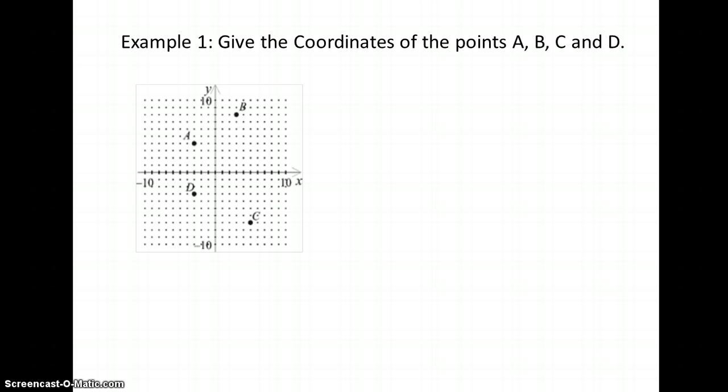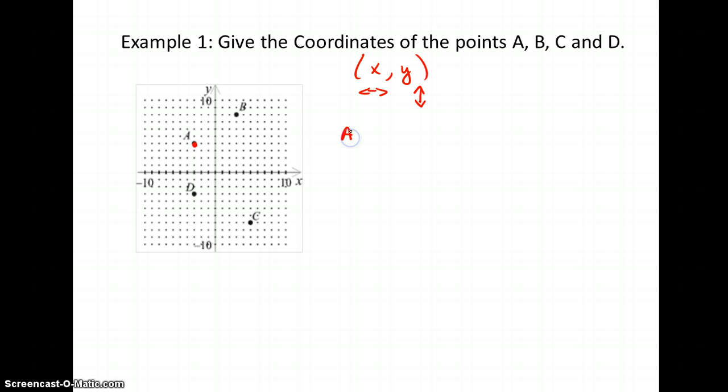Thank you. Example 1. Give the coordinates of the points A, B, C, and D. To do this, start with the point A. Remember that each coordinate has an x part and a y part. The x portion of the coordinate will tell you if you move left or right and by how many. The y portion will tell you if you moved up, down, and by how many units.